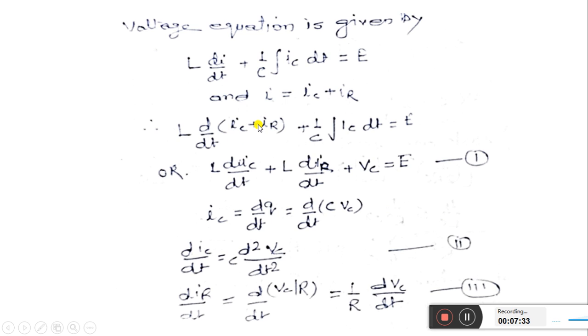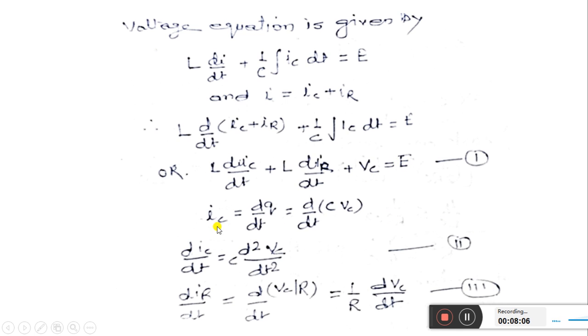Again we can open up this bracket. So we can write L dIC/dt plus L dIR/dt plus 1/C ∫IC dt. It is nothing but the voltage across the capacitor. So we can write 1/C ∫IC dt equal to Vc, and this is equal to E.